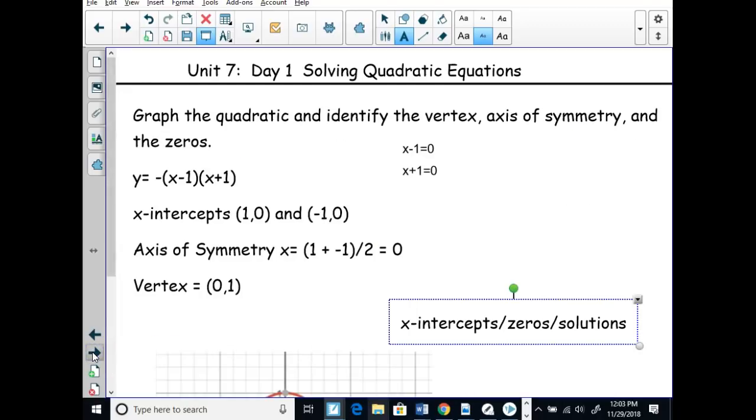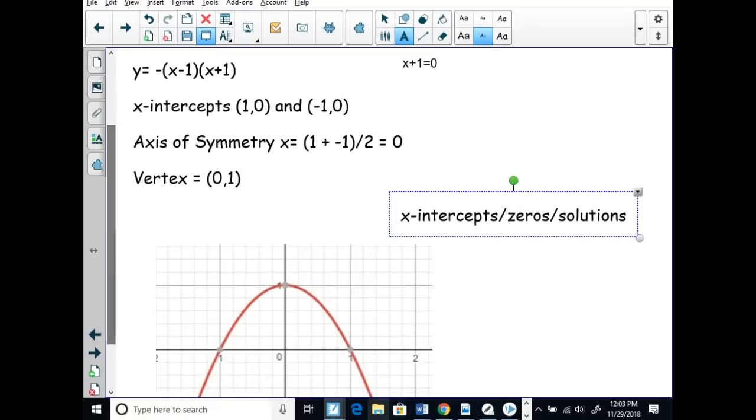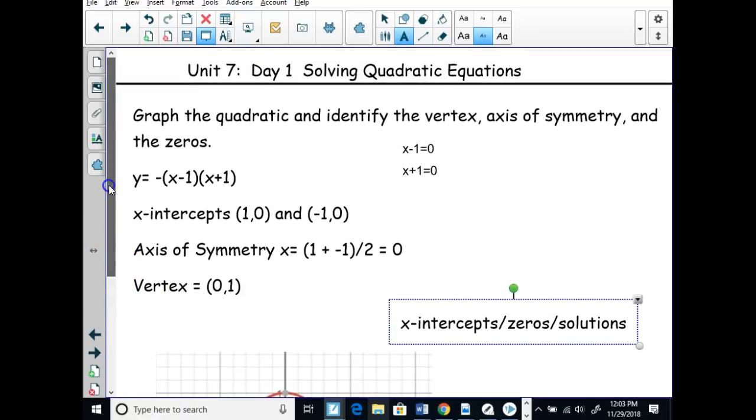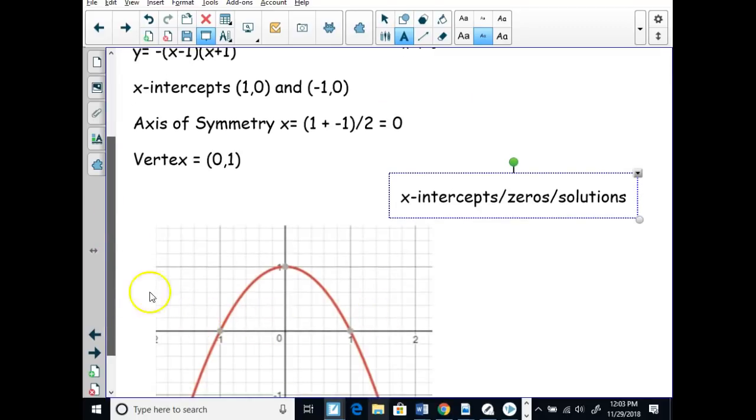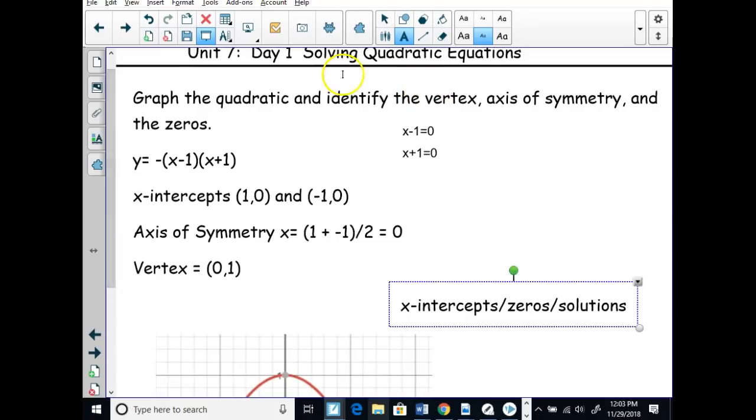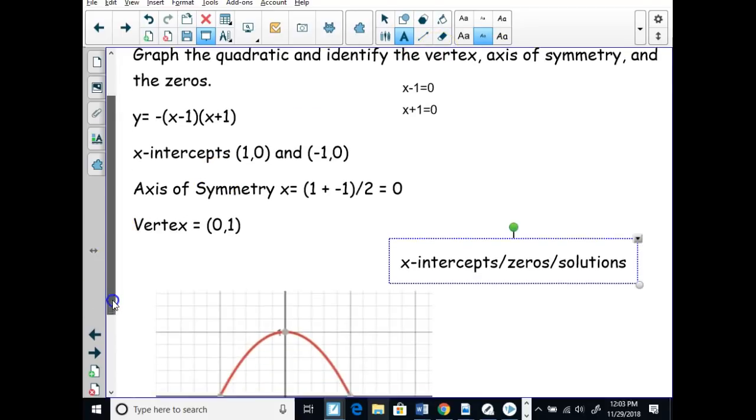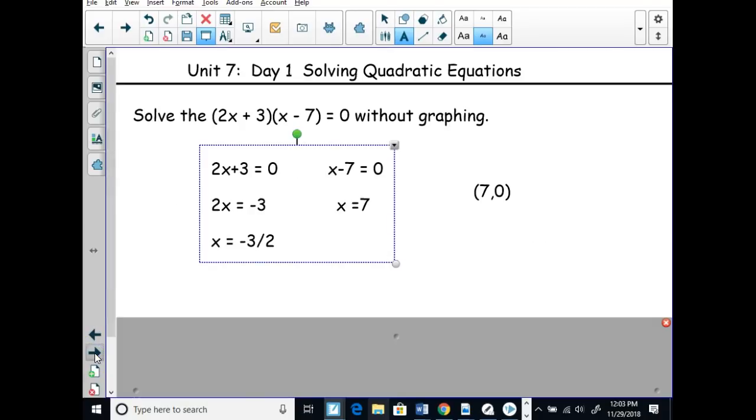You need to be able just to remind yourself how to graph. Why do we remind ourselves how to graph? Because graphing is one way I can solve a quadratic equation. I figure out where those x-intercepts are. There are actually 5 different ways to solve a quadratic equation. We're going to go through all of those this unit.